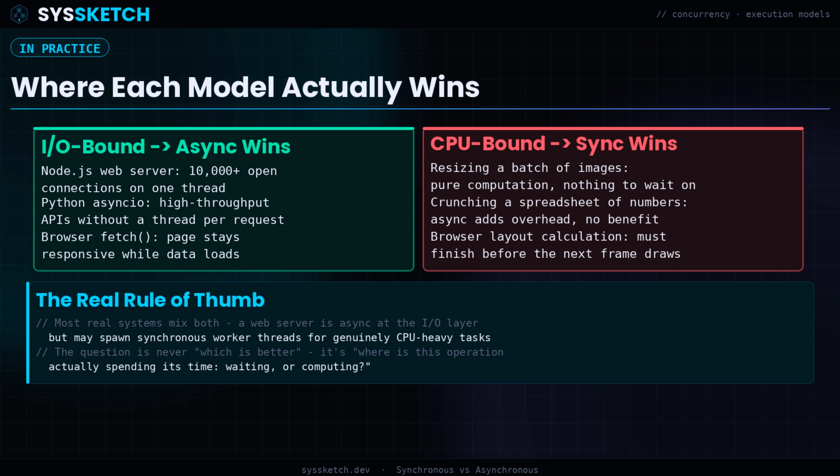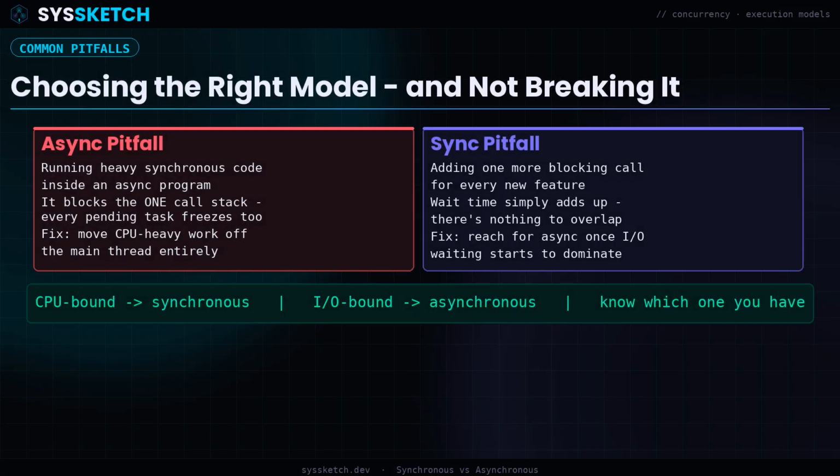On the other end, a synchronous script that resizes a batch of images or crunches a spreadsheet of numbers gains nothing from asynchronous code. There's no waiting to hide, only raw computation, so the simpler synchronous version is often faster and always easier to read. Even your browser mixes both constantly. Fetching data from a server is asynchronous so the page stays responsive, while calculating a layout on the page itself happens synchronously because it has to finish before the next frame can be drawn.